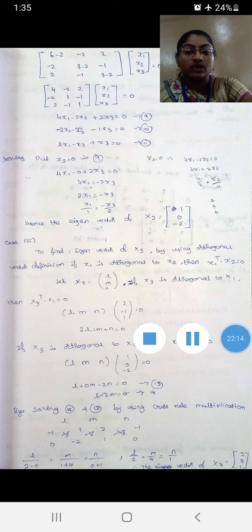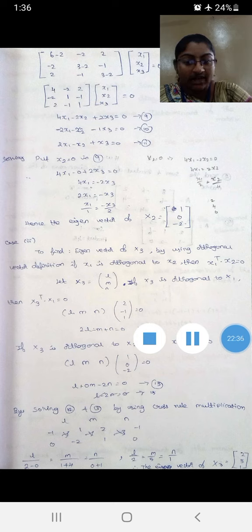Since x3 is orthogonal to x2, take the x3 transpose value and the x2 value, that is 1, 0, minus 2. Multiply both the terms, I get L plus 0M minus 2N equal to 0. Mark this as equation B. While solving A and B using cross multiplication, I get the values 2, 5, 1. Therefore the eigenvector x3 is 2, 5, 1. Hence we find the eigenvectors. Thank you.